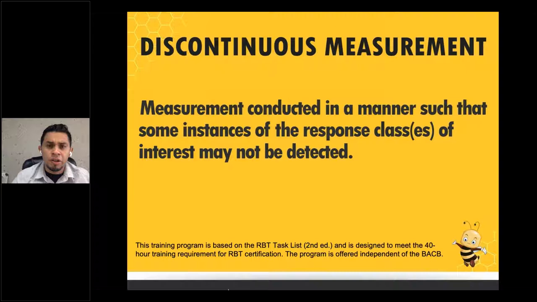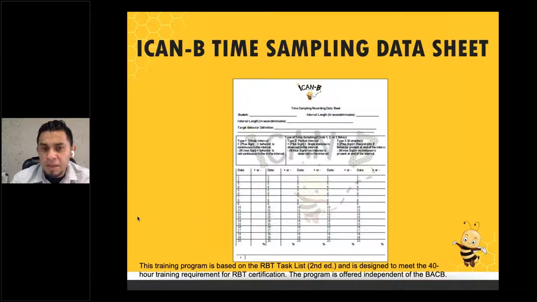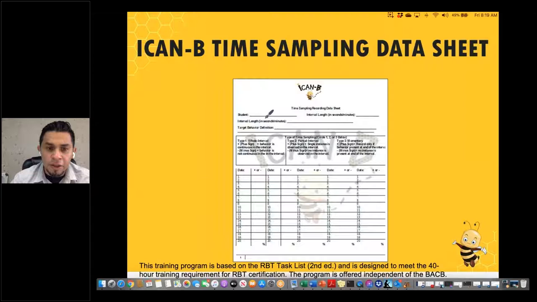At ICANBE, you might be using a data sheet that looks like this. It looks a little bit more complicated than what it really is. Basically, you put the student's name, how long each interval is, usually 10-second intervals, the definition of the behavior you're looking for, and the type of response, because there are different types. Remember, there's whole interval, partial, and momentary. If the behavior occurs, you put a plus. If the behavior is not seen in that particular interval, you put a minus. Very straightforward.